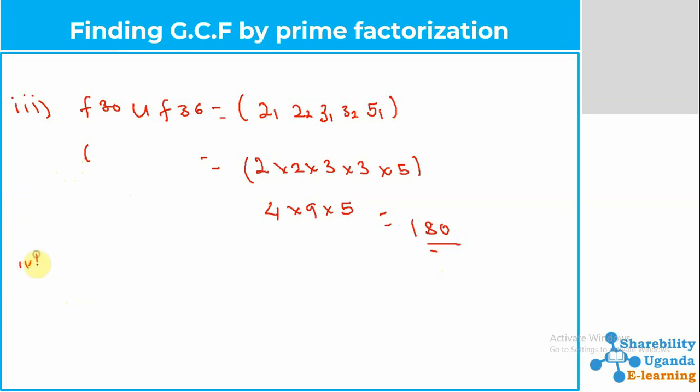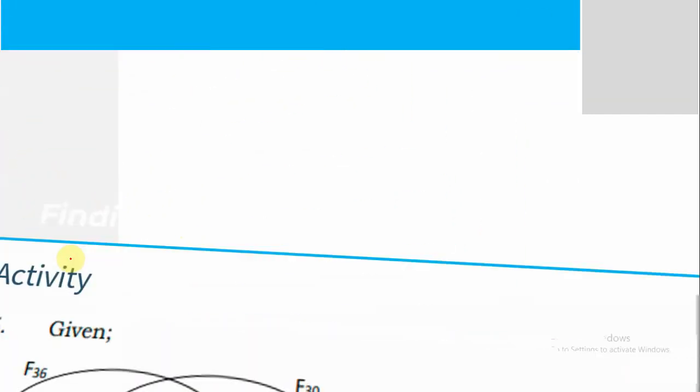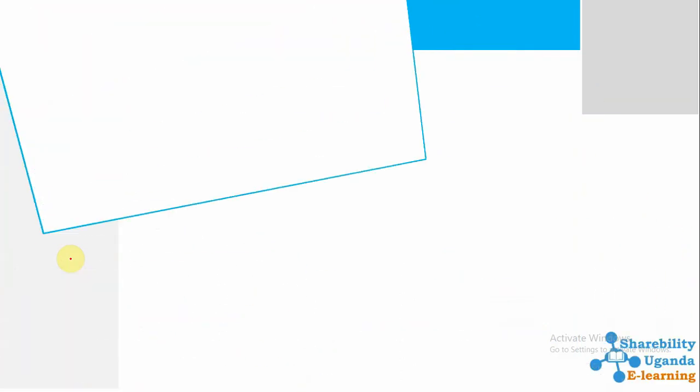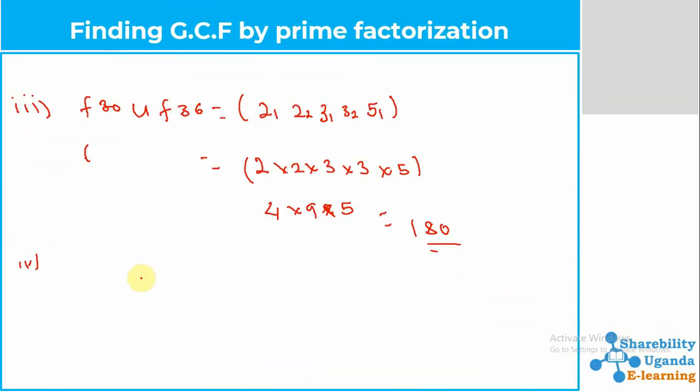Roman numeral 4. What does our Roman numeral 4 say? They want us to find the LCM of 30 and 36. Here you can first identify the prime factors of 30 and the prime factors of 36.